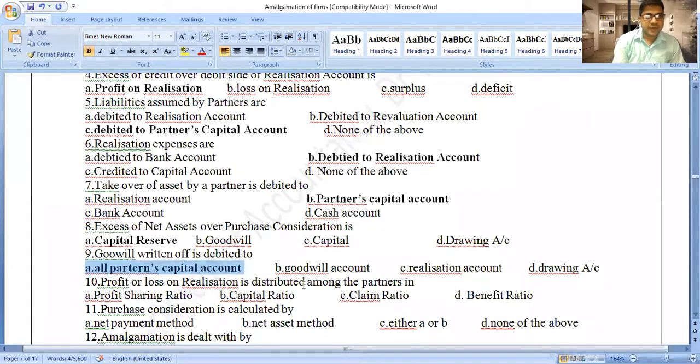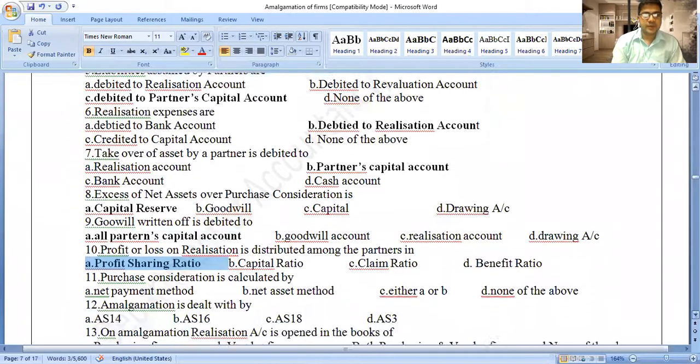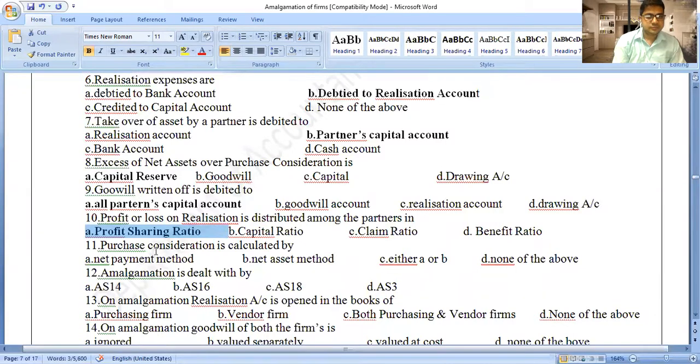Profit or loss on realization is distributed among the partners in profit sharing ratio. Purchase consideration is calculated by net payment method, net asset method. It is calculated by net asset method.